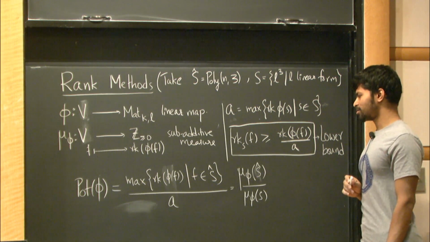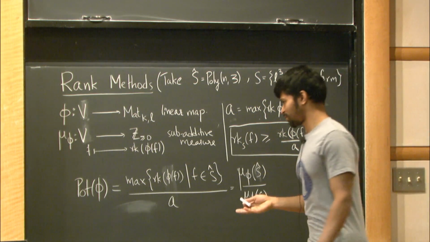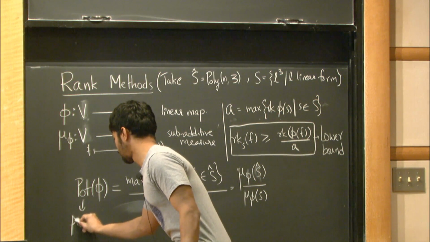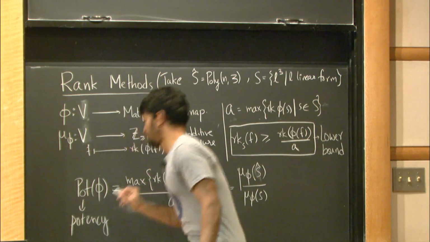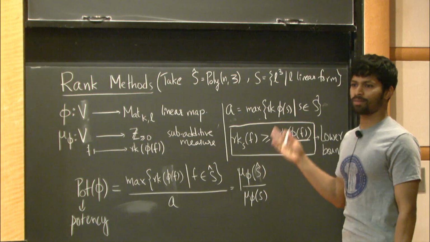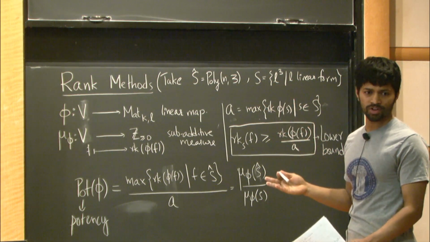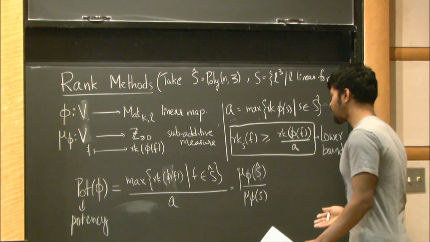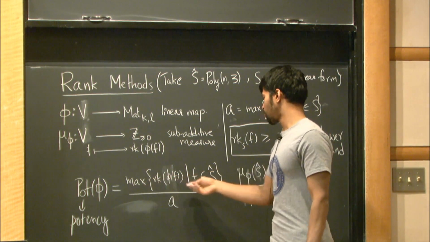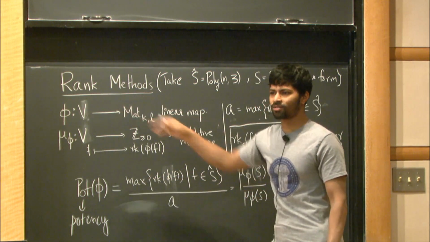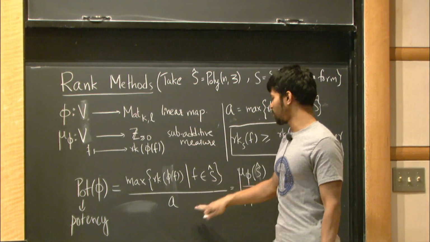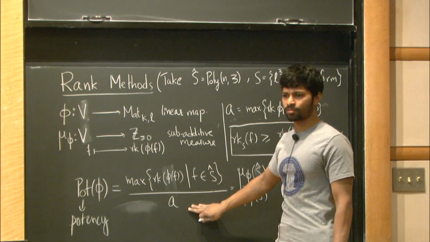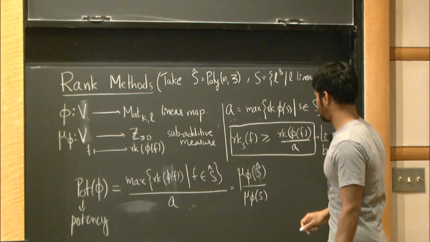And now I'm going to make a definition. It's not a serious definition, but I call this the potency. So the potency of such a linear map, or the corresponding rank method, or whatever you want to call it, is going to be the best possible lower bound you can prove. And the best possible lower bound you can prove is: you look at the maximum you can get out of plugging in anything from V into your subadditive measure, and you divide by whatever the simples told you could be. Does that make sense? Okay.